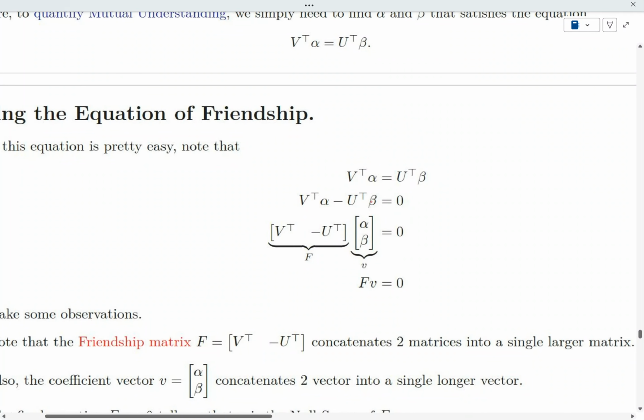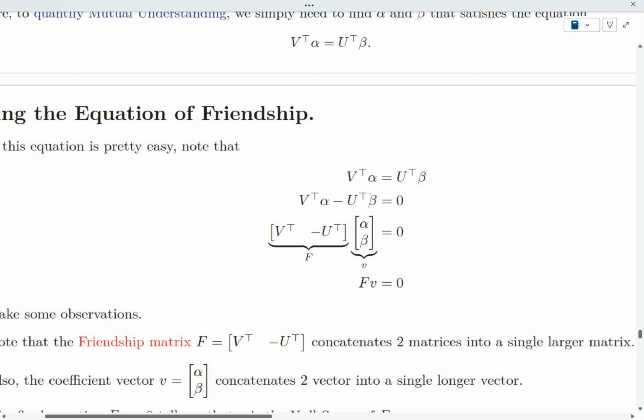Well, this right here is a vector. This is a vector. This is a matrix, and this is a matrix, right? We can now concatenate these two matrices and pull the coefficient out. Notice how when you multiply this down, you get the same thing, right? So this right here is a bigger matrix. You take Valerie's matrix and Ursula's matrix and form a bigger matrix, and we call this F, which stands for friendship.